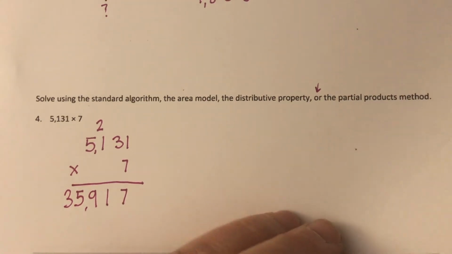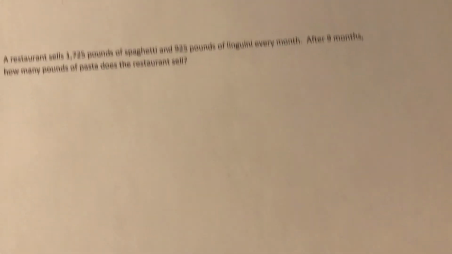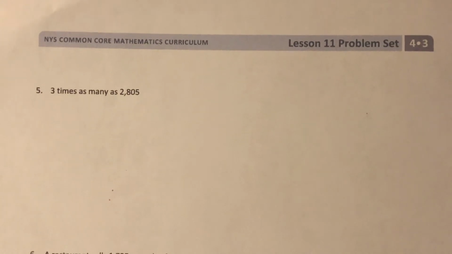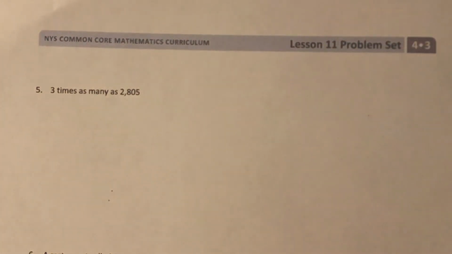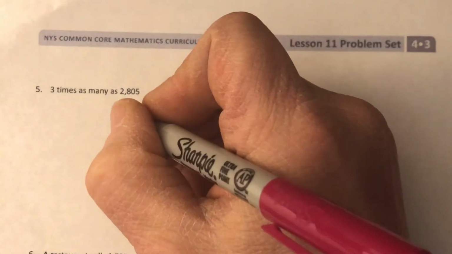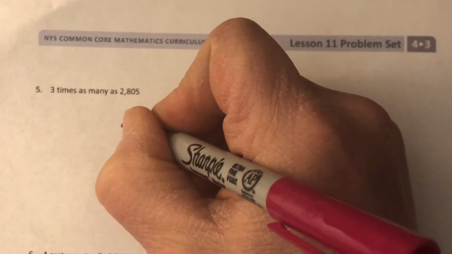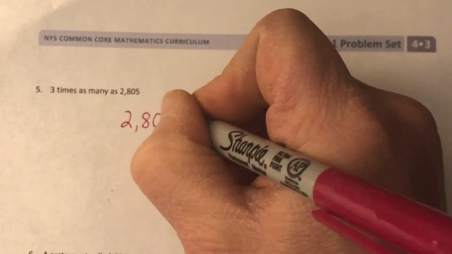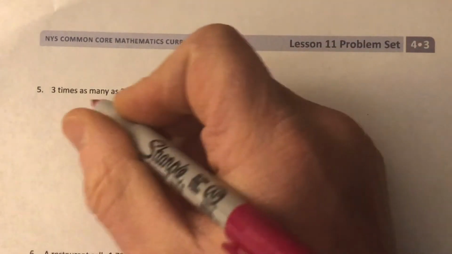Okay, it looks like I'm going to be doing all of these because we're moving through them pretty quick. So that's great. If you want to pause this and do some on your own if you're at home, it's up to you. 3 times as many as 2,805. So 2,805. Okay, 3 times that amount.